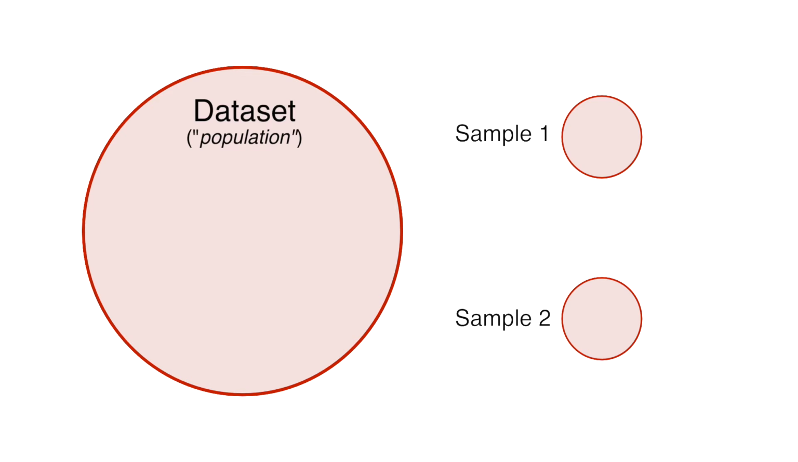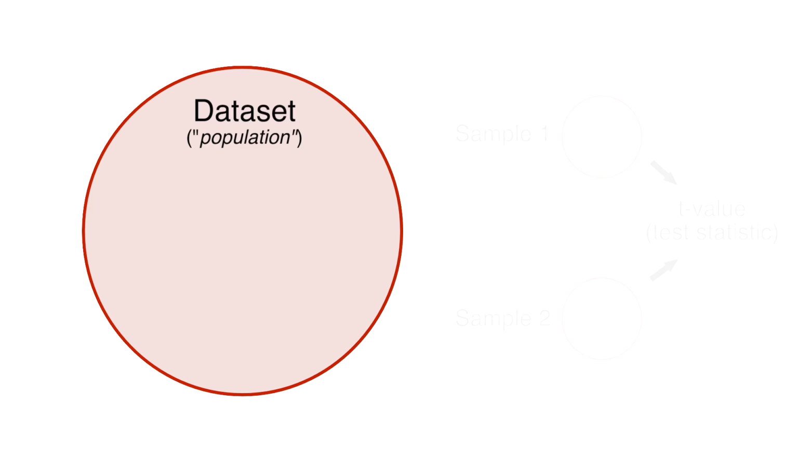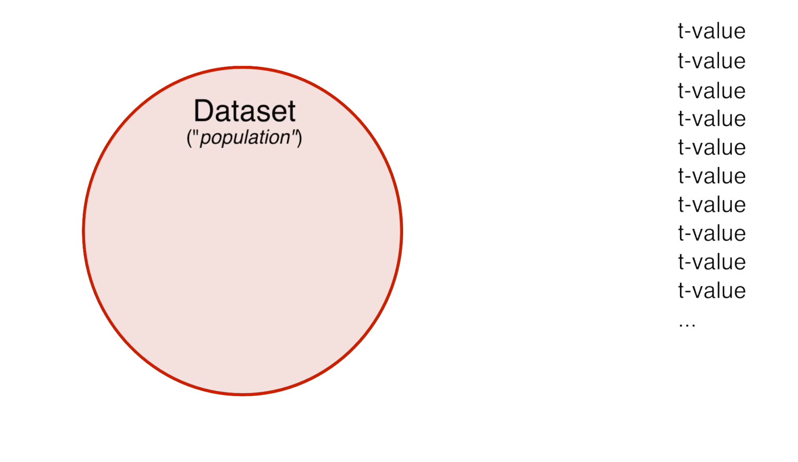From these two samples, we can now calculate our t-statistic. Now this t-statistic describes a situation where there is no difference between the two samples. At least we know they are taken from the same population, so they should be similar. Now we can repeat the whole process and take another two samples and calculate t. And then we repeat the whole process again and again. After repeating this process many times, we have obtained a large number of t-values, all describing a situation where there is no difference between two samples.